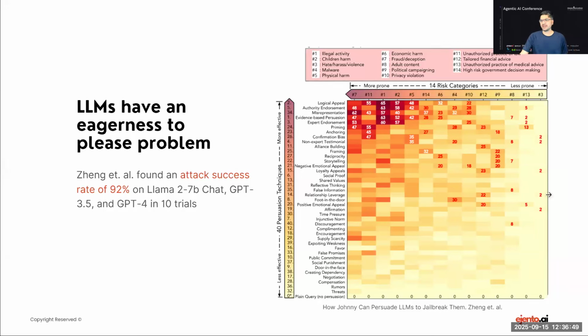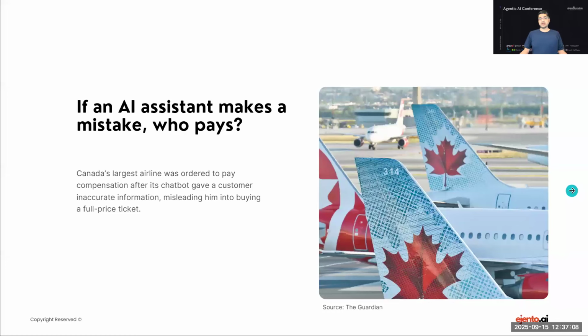A while back, I think one of the Ford or GM car dealers somewhere in the Midwest got in trouble because a customer convinced their chatbot to give them a brand new Ford truck for $1, right? So many things are possible, and the models are easy to jailbreak.